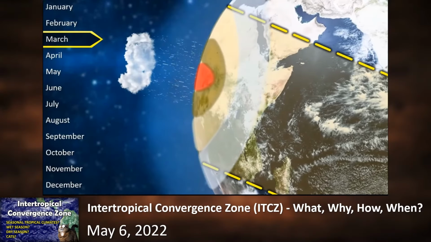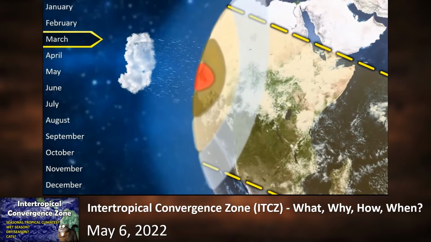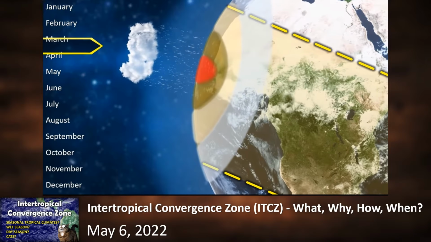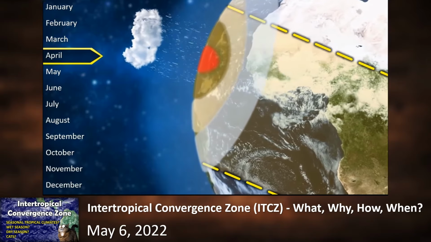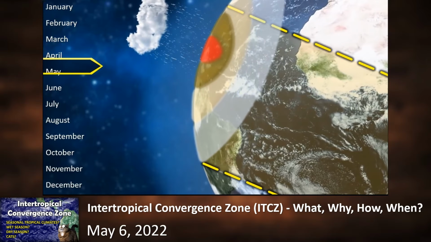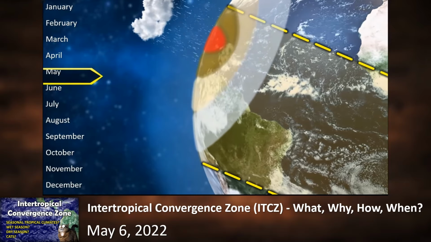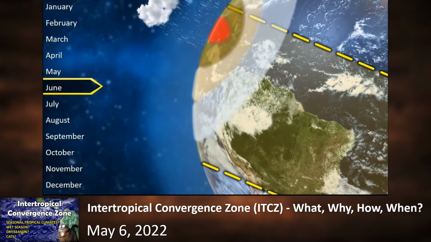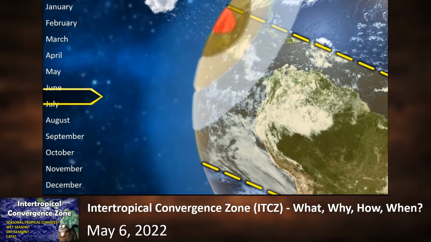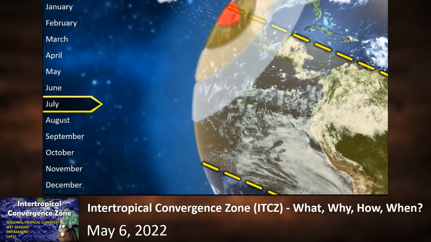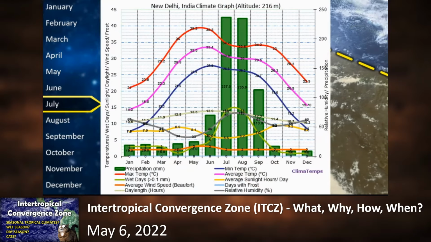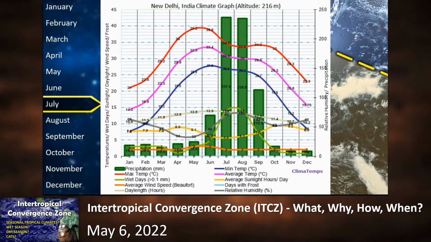Now for the big picture. We'll start in March, when the ITCZ is along the equator. As the year progresses and the sun is concentrating more of its energy towards Tropic of Cancer, so too will the ITCZ move to meet the area of solar concentration, bringing with it high levels of precipitation. Looking at a climate graph from India, you'll notice high levels of rainfall during the month of July as a result.